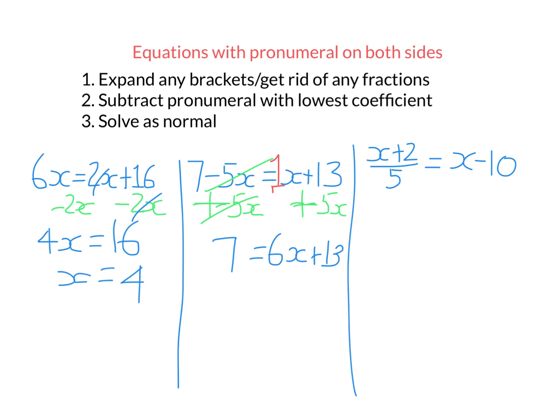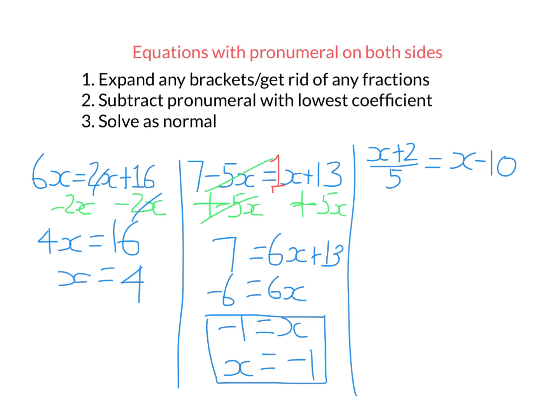So now I just solve this as normal. I subtract 13 from both sides and then divide each side by 6. I get negative 1 equals x. People often get confused by this. Negative 1 equals x and x equals negative 1. These two are literally the same thing. So the answer is x equals negative 1.